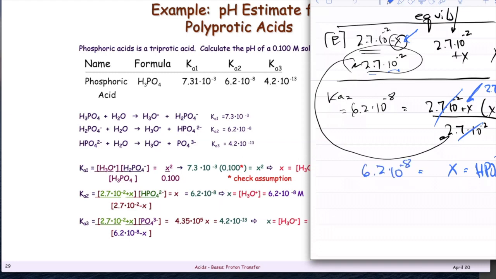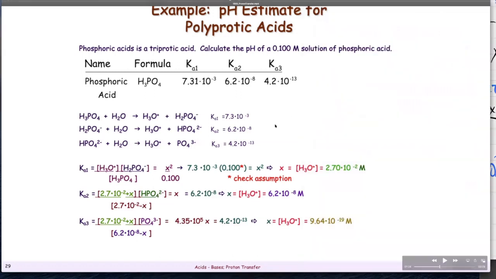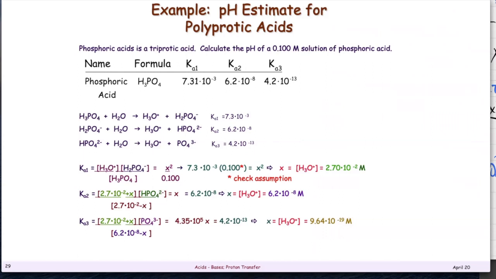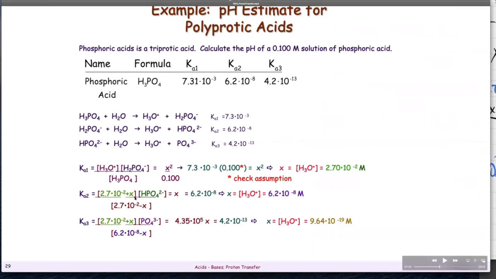So remember what I said, even though you have more work in front of you, the math actually simplifies. And these are the things that you've got to recognize. To recognize this, you've got to commit to these assumptions. You've got to make the assumption that this x and this x are negligible. So if these are negligible, this will cancel out, this will cancel out. And what you have is that the hydrogen phosphate is going to be equal to the Ka2.